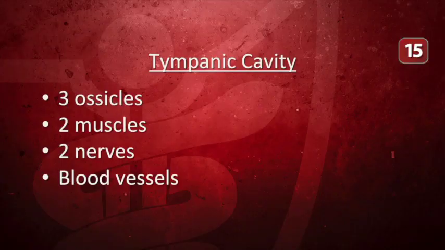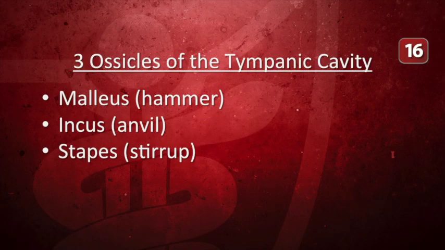Besides air, the contents of the tympanic cavity are the three previously mentioned ossicles, 2 muscles, 2 nerves, and the blood vessels that feed the walls and contents of the cavity. The ossicles, which are, in order from lateral to medial, the malleus, the incus, and the stapes, are named by the Latin words for hammer, anvil, and stirrup, respectively.